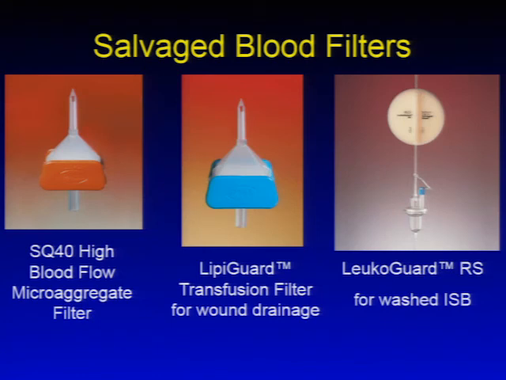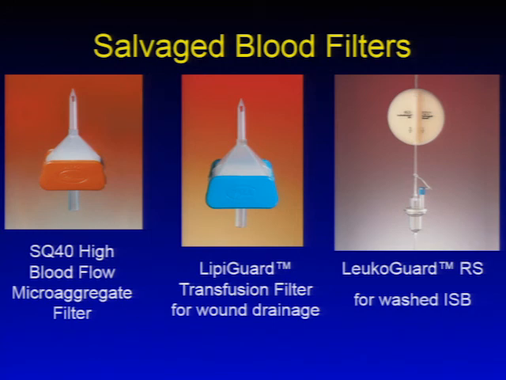Three different types of filters are shown here. Each filter has a different role in blood salvage. The filter on the left is simply a screen filter used for microaggregate filtration. Most blood salvage equipment manufacturers recommend use of these filters with every unit of blood. The name SQ40 represents the square shape and removes 40 micron size particles.